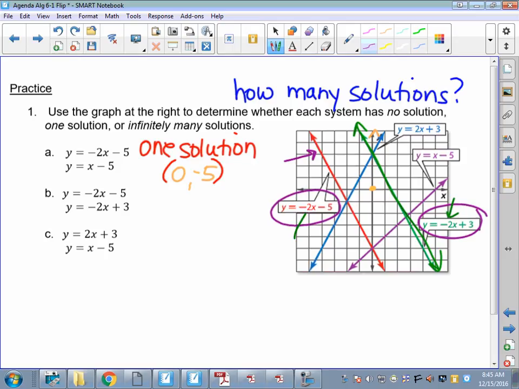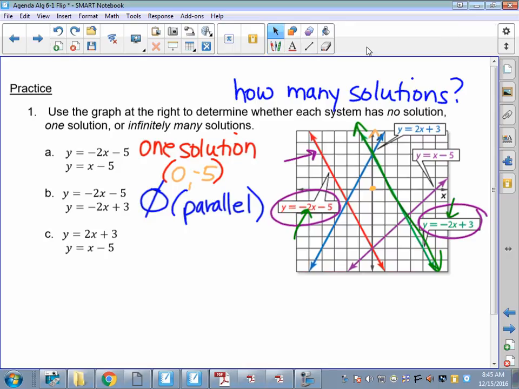I notice they have the same m. If you think back a while ago, if the slope is the same, they are parallel lines, which means there is no solution. I'll put parallel. So use what you know. If the slopes are the same, you know they're parallel. Parallel lines never intersect.